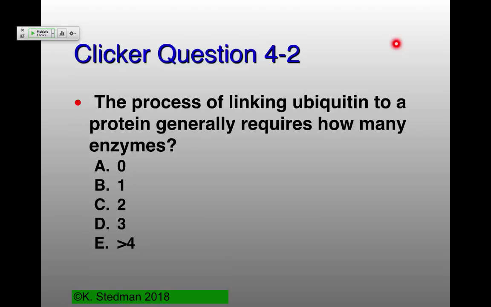and hopefully we get closer to 100% here. The process of linking ubiquitin to a protein generally requires how many enzymes? 0, 1, 2, 3, or 4.